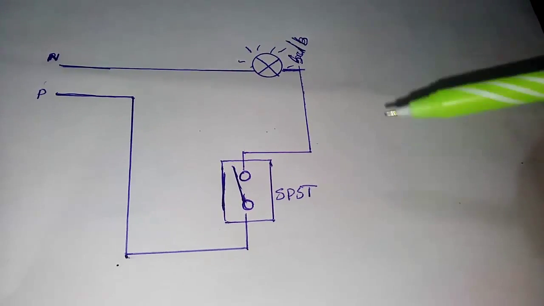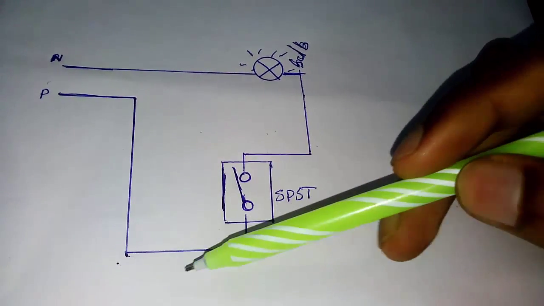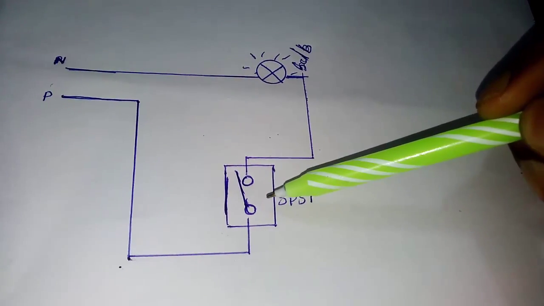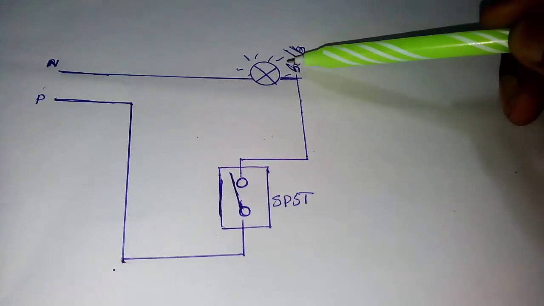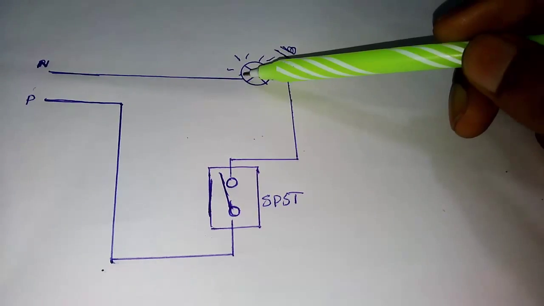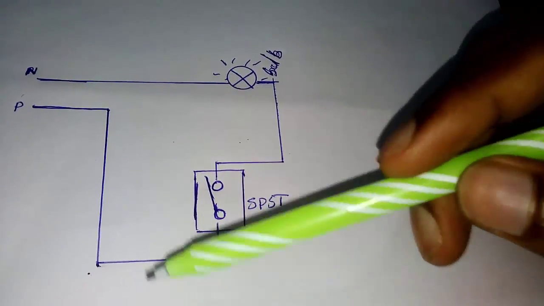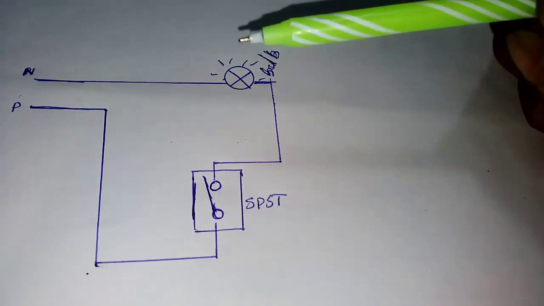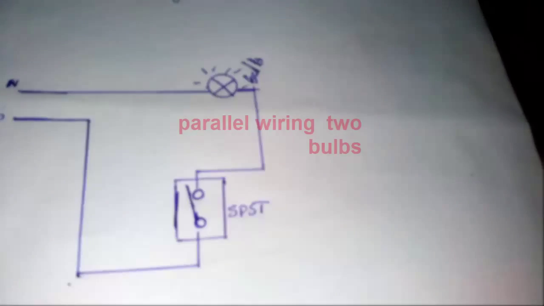This is the basic circuit of electrical wiring: a bulb, and this is a phase line, and the phase line is connected to the SPST switch. This is a single pole single throw switch, and this switch is connected in series to the bulb, and the other end of the bulb is connected to neutral. When this switch is closed, the circuit is completed through the bulb, and the current will flow through the bulb and make it glow.